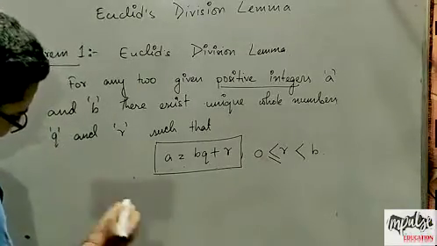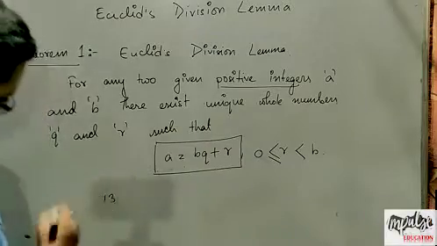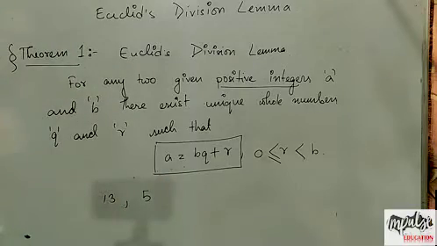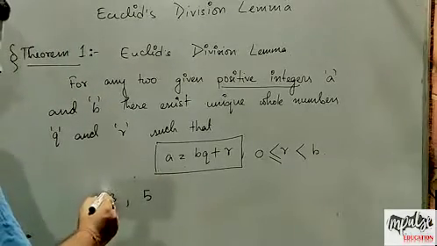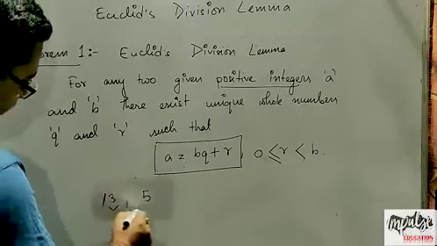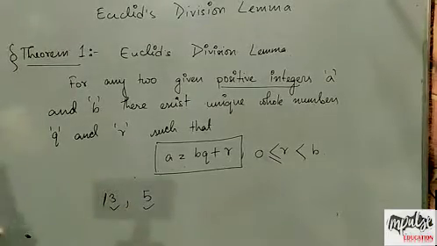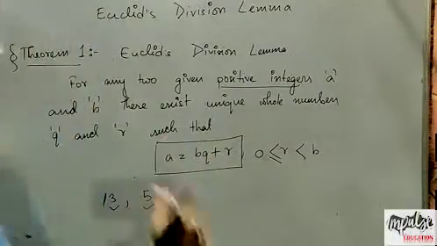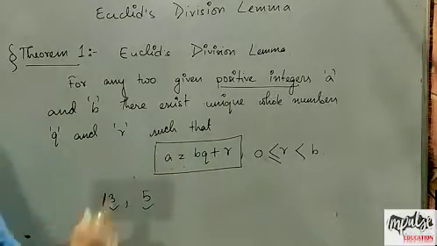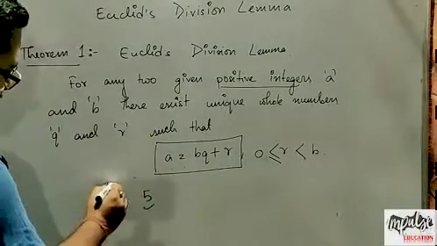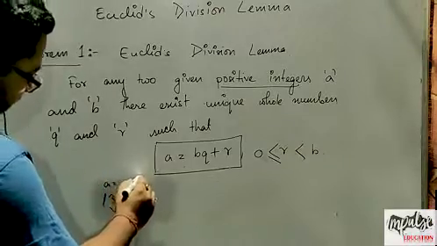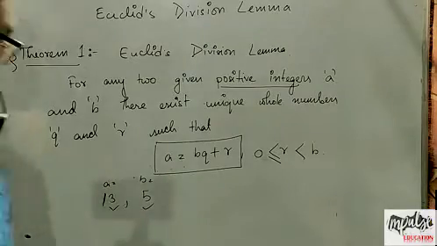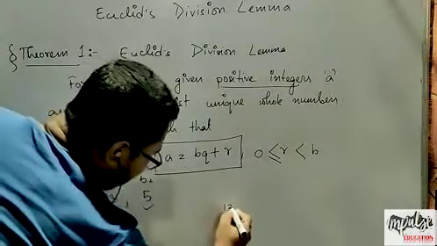Let us consider any two positive numbers. Suppose one is 13 and the other number is 5. These two, 13 and 5, are positive integers. Now you have to write this in the form a = bq + r. Consider 13 to be equal to a and 5 to be equal to b, or you can say a = 13, b = 5. Now you divide 13 by 5.